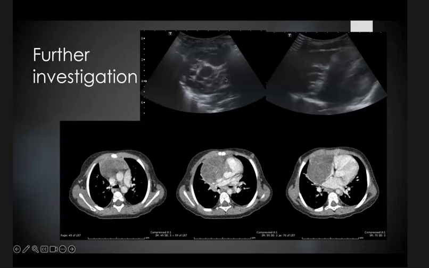At the ultrasound, you see a complex mass with cysts and thick septa. And on the chest CT, you see that mass here, which has some fat in there, which I don't show to you, and some calcification, which was a teratoma.